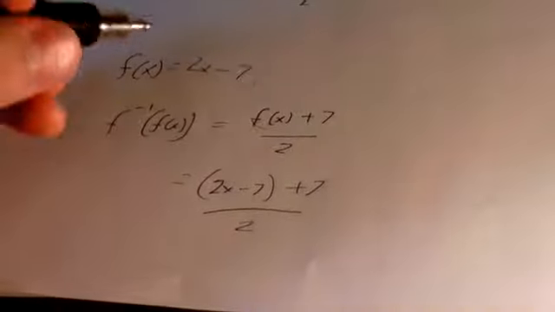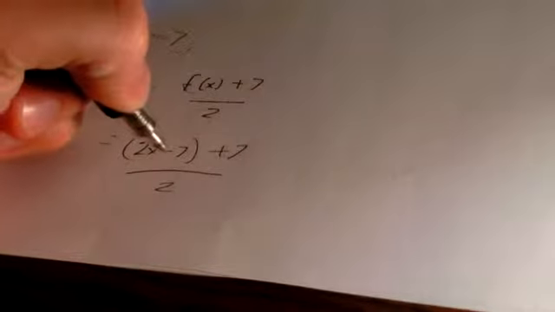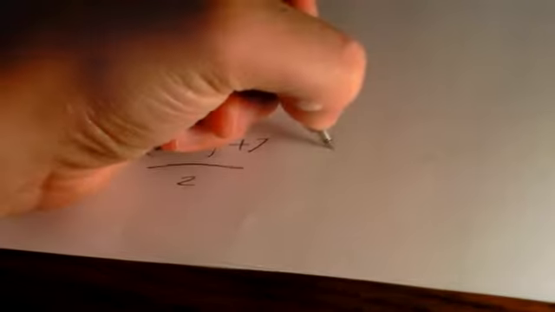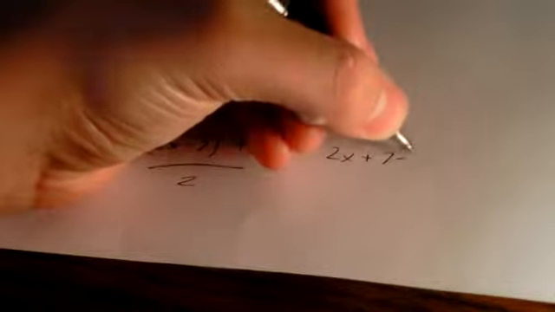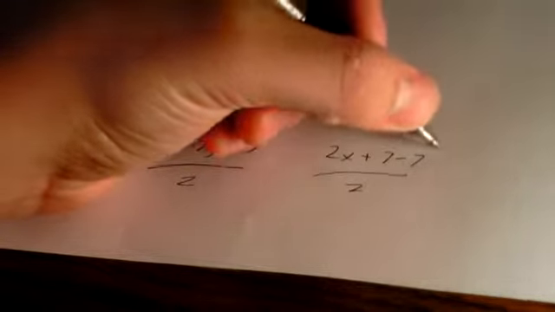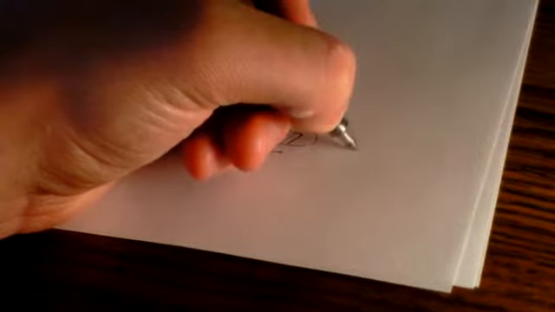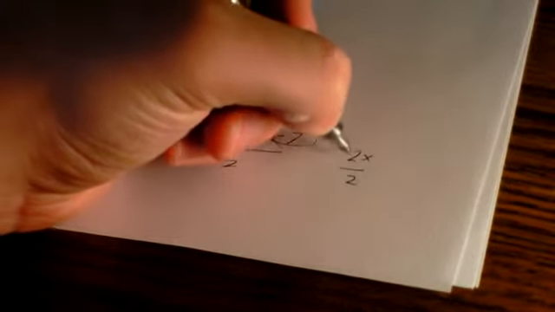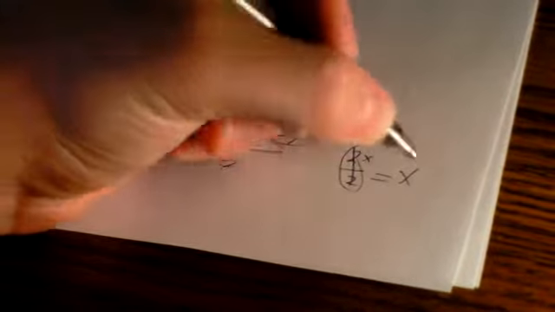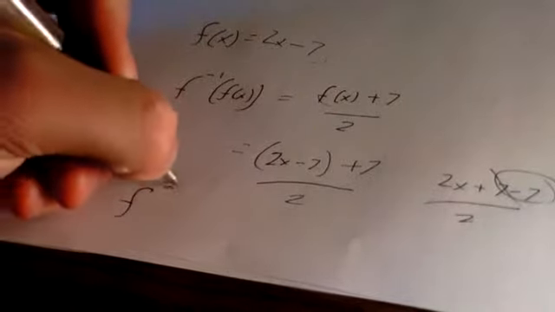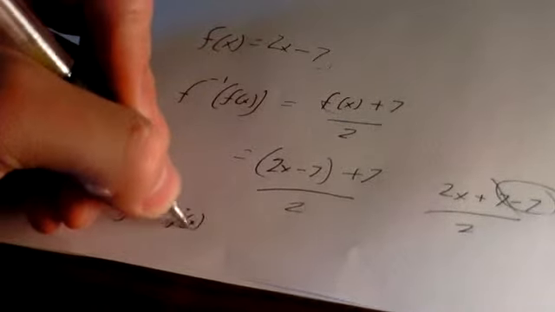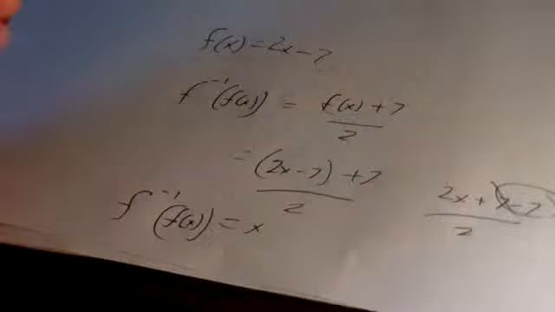Okay, now let's simplify this a little bit. We can just get rid of the parentheses, so we get 2x plus 7 minus 7 over 2. Oh look, these 7's cancel. 7 minus 7 is 0, right? And then we notice that we have 2x over 2. Well, 2 over 2 is just 1, so that cancels, and we're left with x. So we see that the inverse function of the function of x equals x.